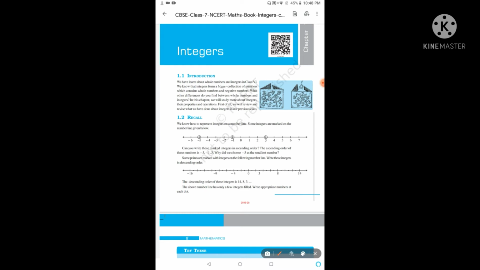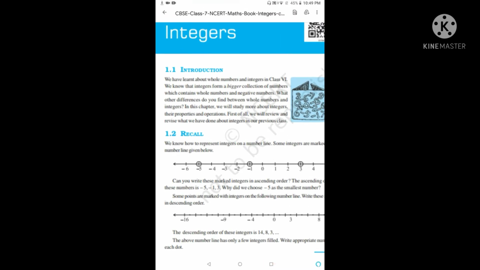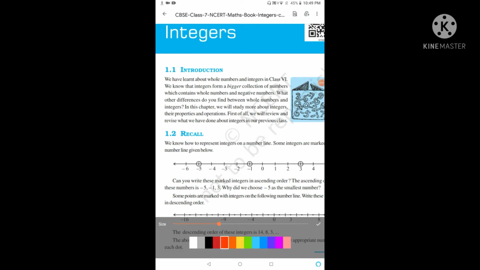So, in this chapter introduction, we have learned about whole numbers and integers in class 6. We know that integers form a bigger collection of numbers which contain whole numbers and negative numbers. What other difference do you find between whole numbers and integers? In this chapter we will study more about integers, their properties and operations.